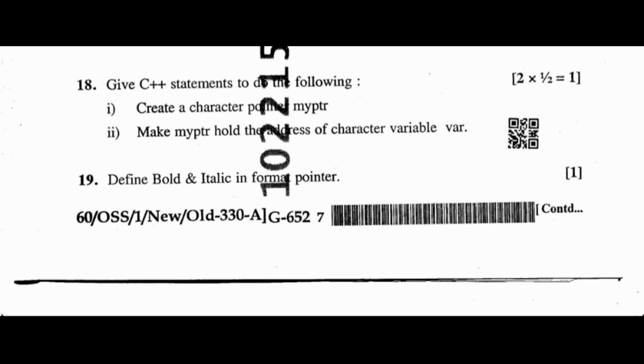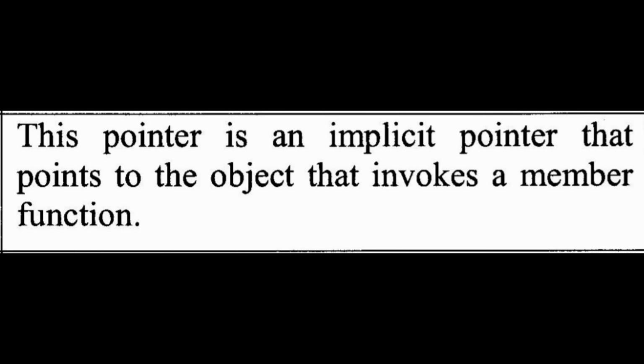Question 19. Define this pointer. Answer. This pointer is an implicit pointer that points to the object that invokes a member function.